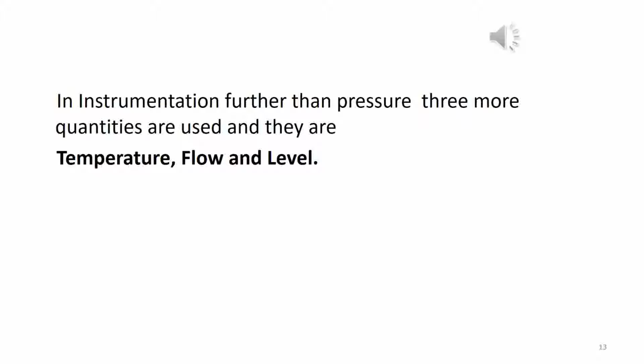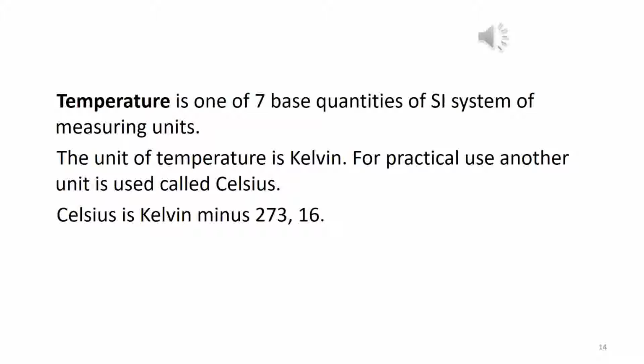In instrumentation, further than pressure, 3 more quantities are used, and they are temperature, flow, and level. Temperature is one of 7 base quantities of SI system of measuring units. The unit of temperature is Kelvin. For practical use, another unit is used called Celsius. Celsius is Kelvin minus 273,16.